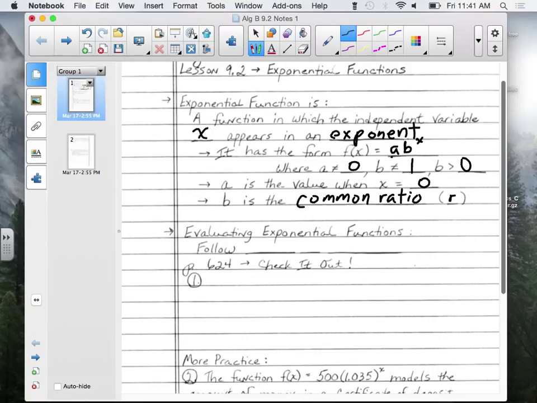Okay? So what if we put in our notes then off to the left of where it says A is the value when X equals 0? What would A always be then?